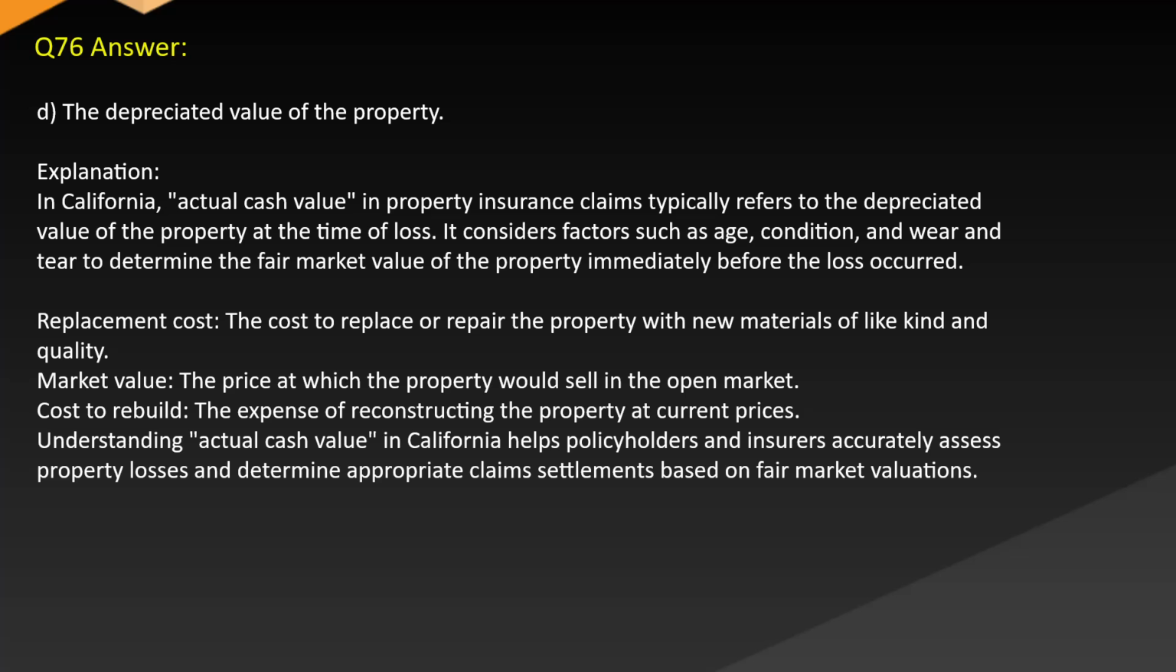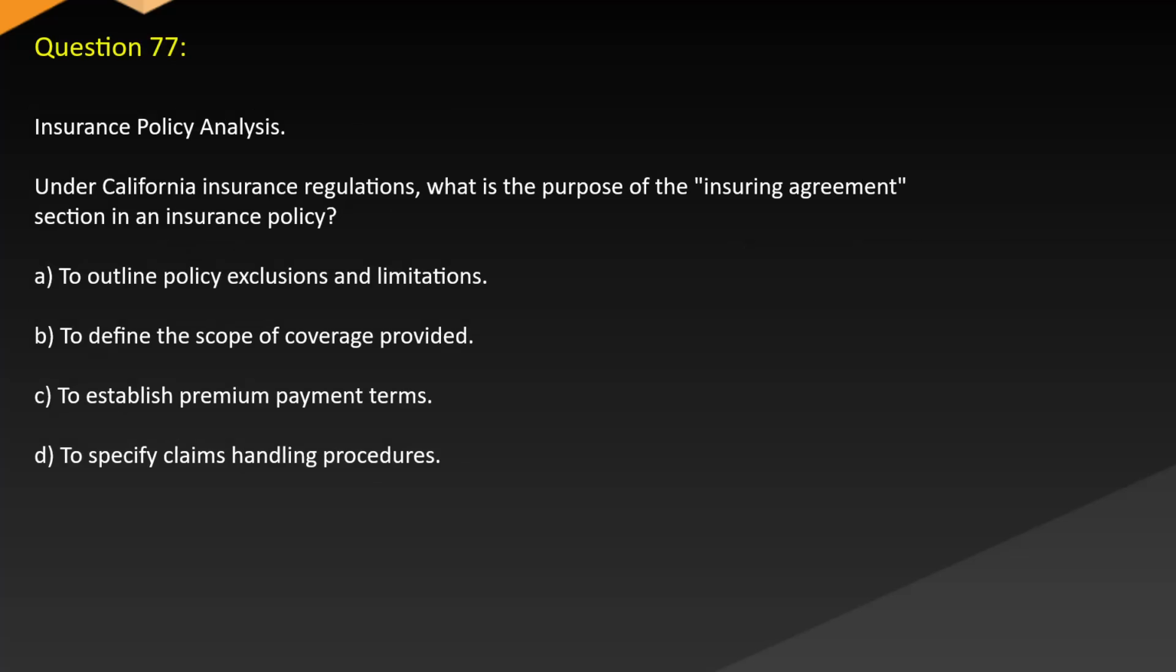Replacement cost is the cost to replace or repair the property with new materials of like kind and quality. Market value is the price at which the property would sell in the open market. Cost to rebuild is the expense of reconstructing the property at current prices. Understanding actual cash value in California helps policyholders and insurers accurately assess property losses and determine appropriate claims settlements based on fair market valuations. Question 77.